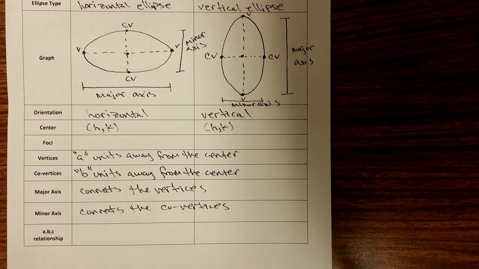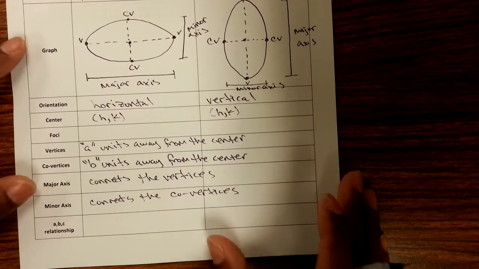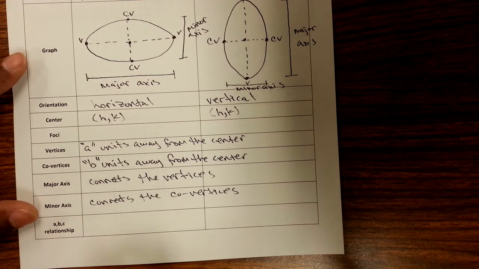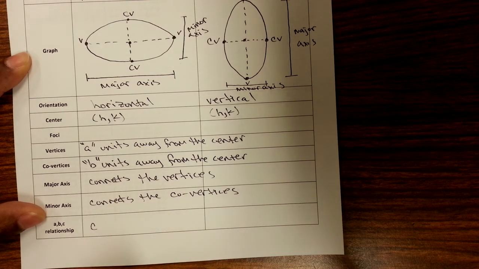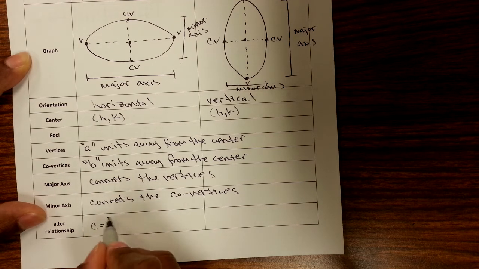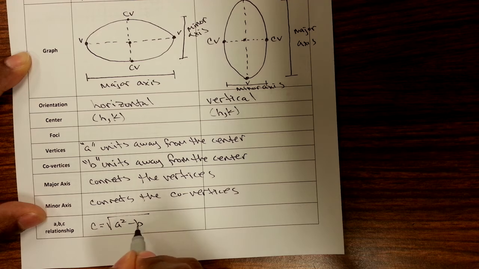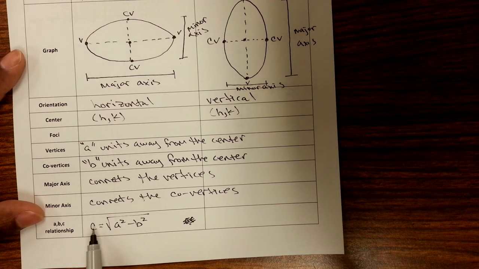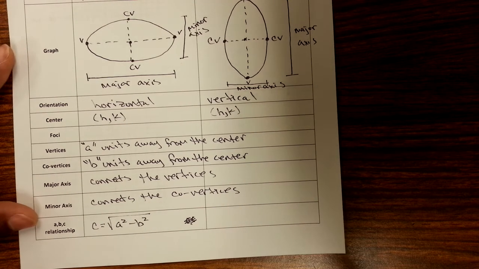Now, final definition is what's called your foci. Now, before I talk about the foci, I want to talk about the relationship between A, B, and C. There's going to be another variable that I want to define, and that's what's going to be called C. Now, C, by definition, is always going to be A squared minus B squared. Essentially, what your C value is, is your bigger denominator minus your smaller denominator, quantity squared.